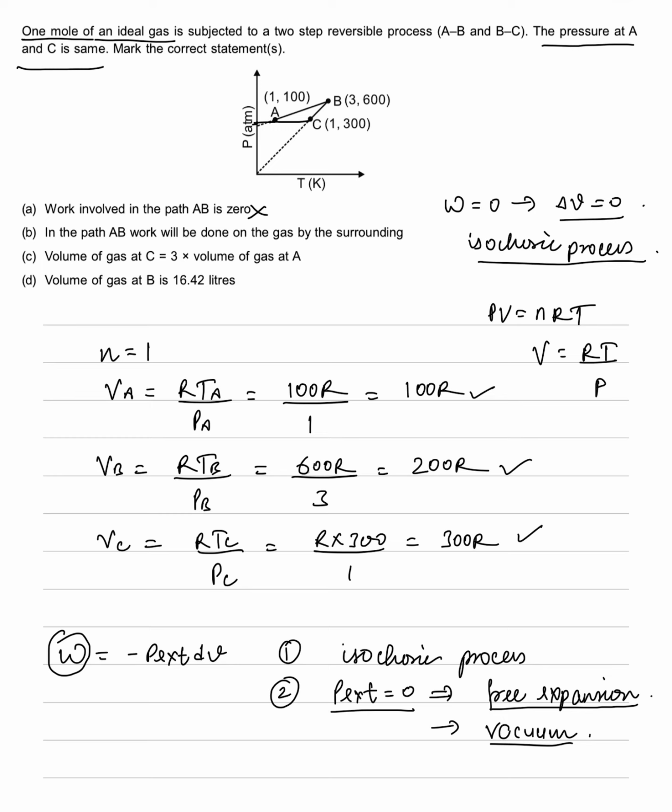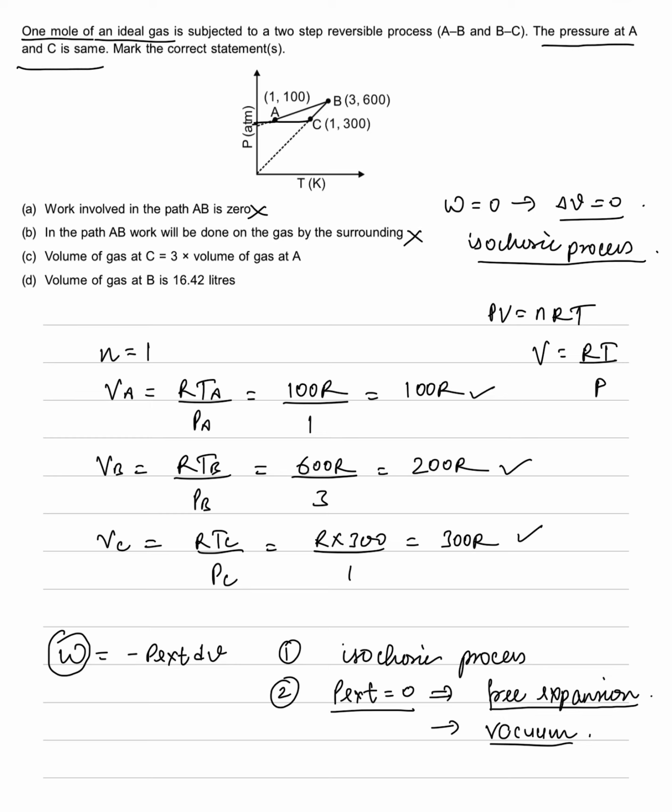First statement is incorrect. Second statement: in the path AB, the work done will be on the gas by the surroundings. Now, if you see from A to B, the volume is expanding, the gas is expanding, right? Because volume at B is 200 R and volume at A is 100 R. Whenever the gas expands, the work is done by the gas, because it's expansion work, not compression work. So during expansion, work is done by the gas on the surroundings. But here option B is given reversed. So option B is also incorrect.